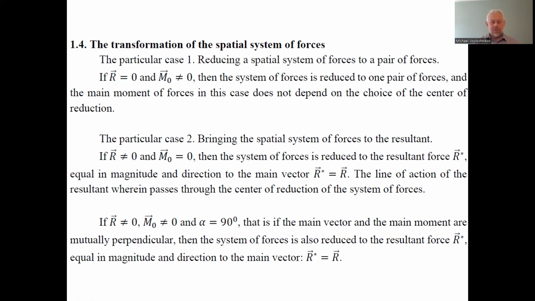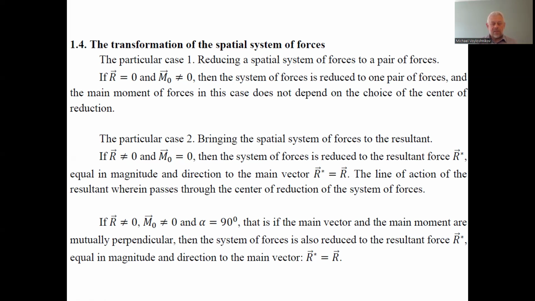Generally, the system of forces acting on any kind of mechanical body we can reduce to the resultant force and the main moment, the pair of forces. But besides that, we have a definite set of particular cases of the reduction of the system of forces to the simplest form, to the resultant or to the moment, such as the first particular case, reducing a special system of forces to a pair of forces.